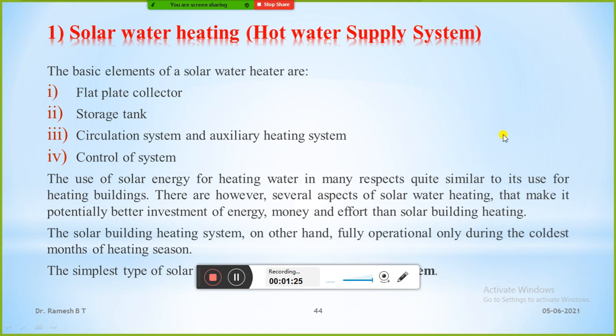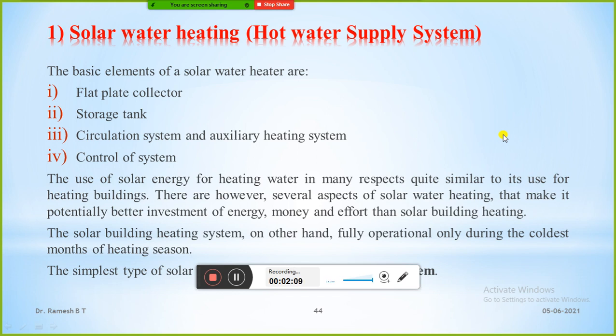For one thing, the demand for hot water is relatively constant throughout the year. We already know that the requirement for hot water we use for bathing or any other purpose is the same throughout. Thus the collector and the other parts of the solar water heater will be working harder and longer to produce the saving in fuel, which must eventually pay for the higher initial cost of the system. That is the most important thing. If you use this solar water heater, we can eliminate the use of fuels.